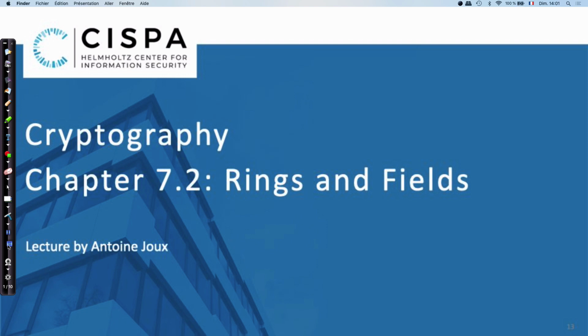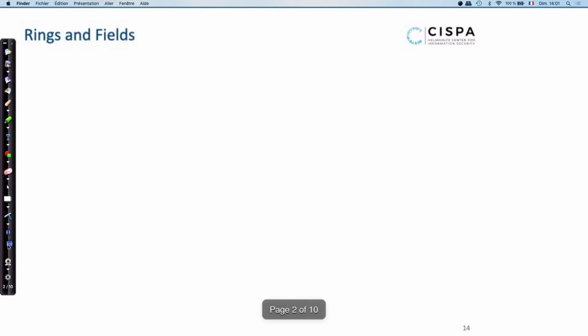So welcome to the second lecture on the basics of algebra, and today we are going to speak about rings and fields, which are going to build on what we did the last time on groups. Okay, so first we need to start by a few definitions to define what a ring is, and then work with the basic concept. So a ring is going to be a set.